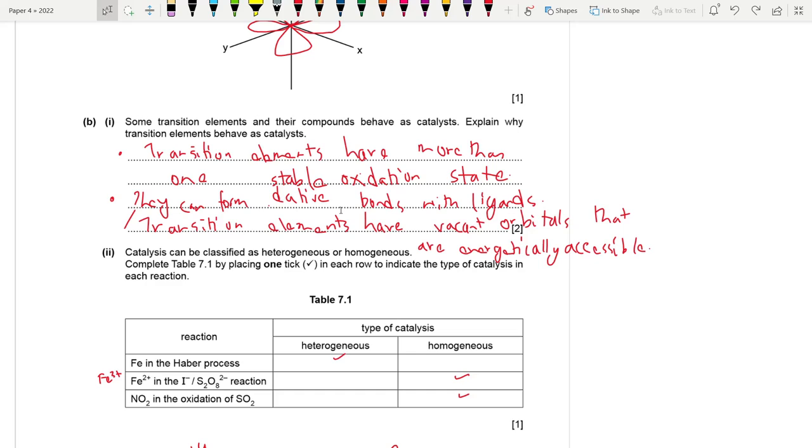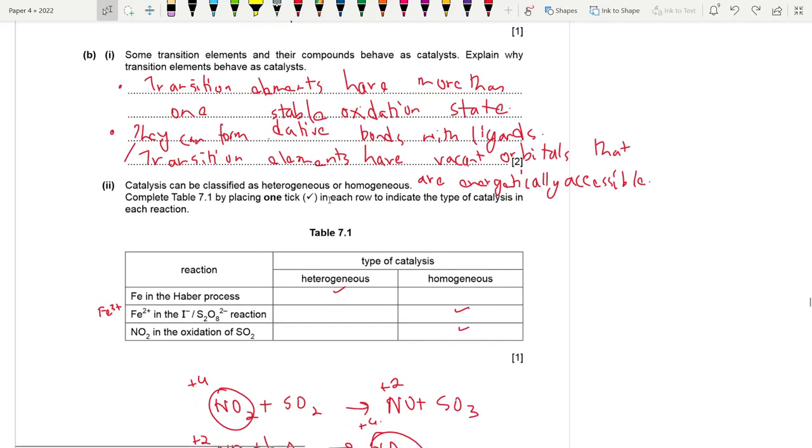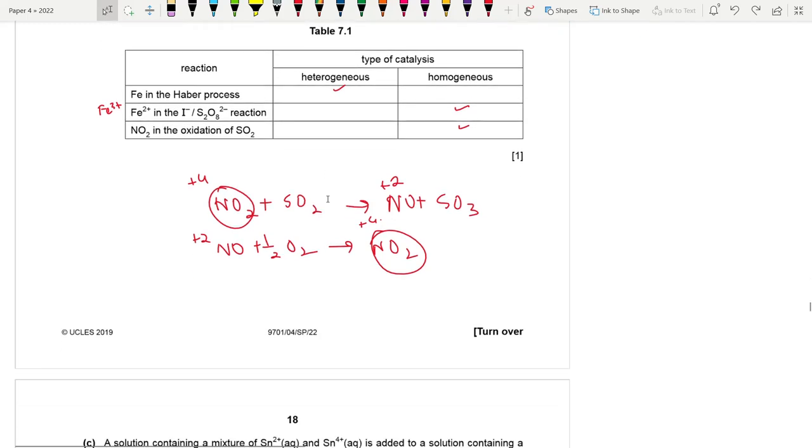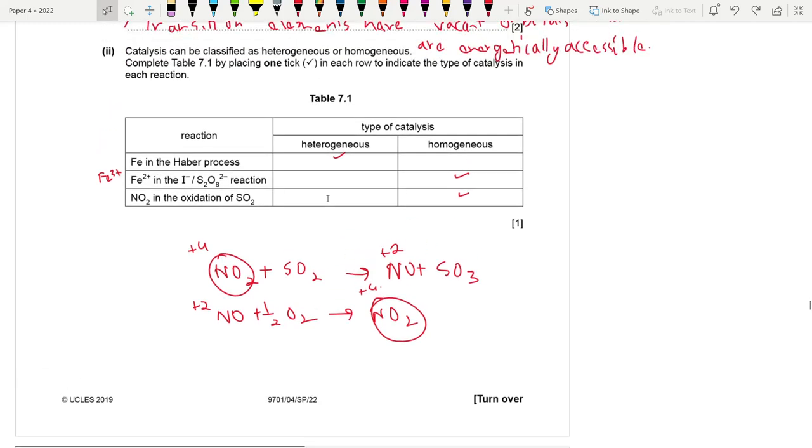What is the heterogeneous catalyst? The catalyst will be in a different phase or state compared to the reagents. So nitrogen plus hydrogen, they're gases. Iron is a solid, right? That's why it's a heterogeneous catalyst. But the other two are examples of homogeneous catalysts. So guys, please memorize the second one. It's a very common question. We also found it in the March 22 paper, so it's really important.